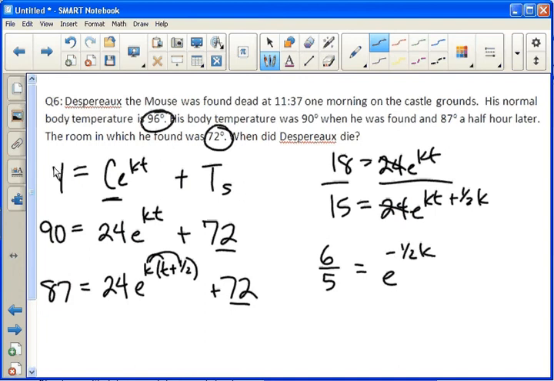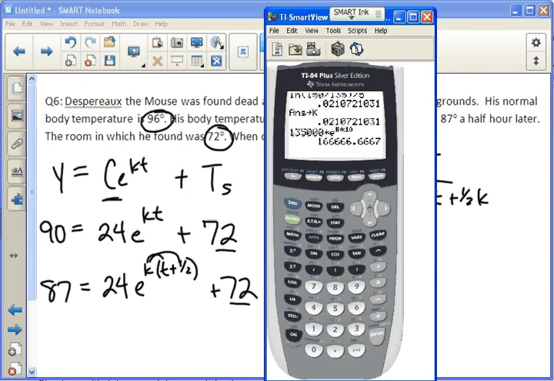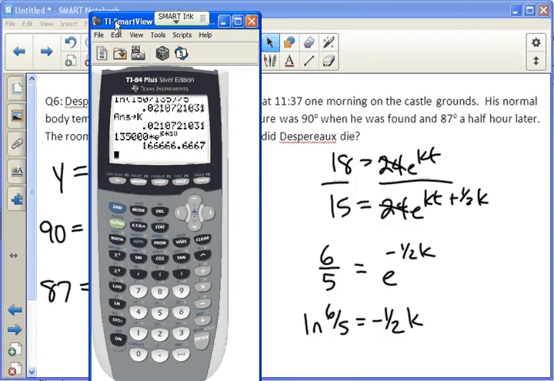Take the natural log of both sides, and then divide both sides by negative 1/2. So let's plug that in and see what we get for our k. Natural log of 6 over 5 divided by negative 1/2 gives us this answer. And again, I'm going to plug that in for k, so I'll store that as alpha k in the calculator. That way I can just type that in later and don't have to remember that big long number.